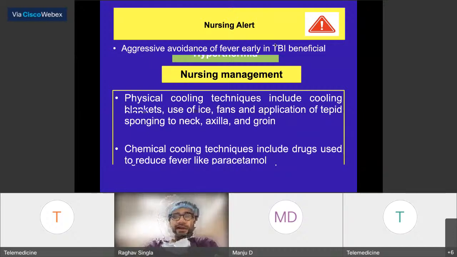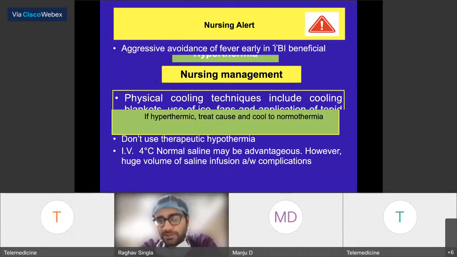In patients with hypothermia, we avoid aggressive warming to tackle the hypothermia because, as I've said, that leads to long-term morbidity. We try to maintain temperature. When they come within the first 48 hours of injury, we do not warm them actively too much.